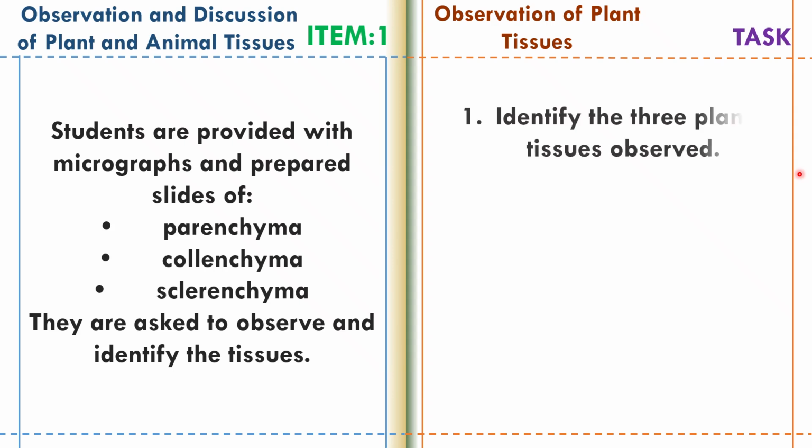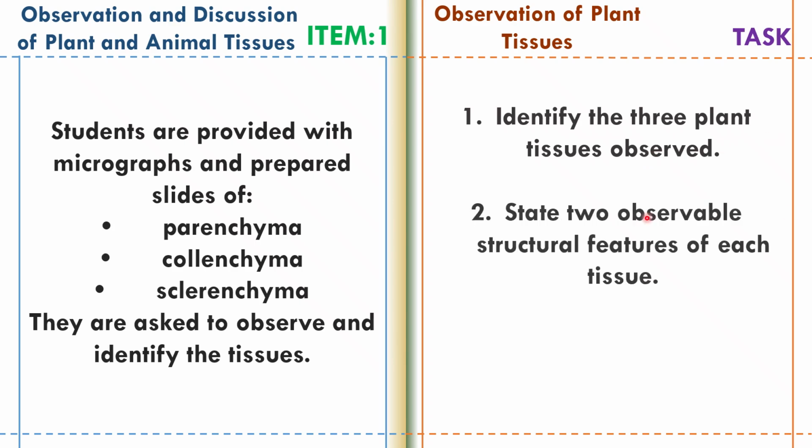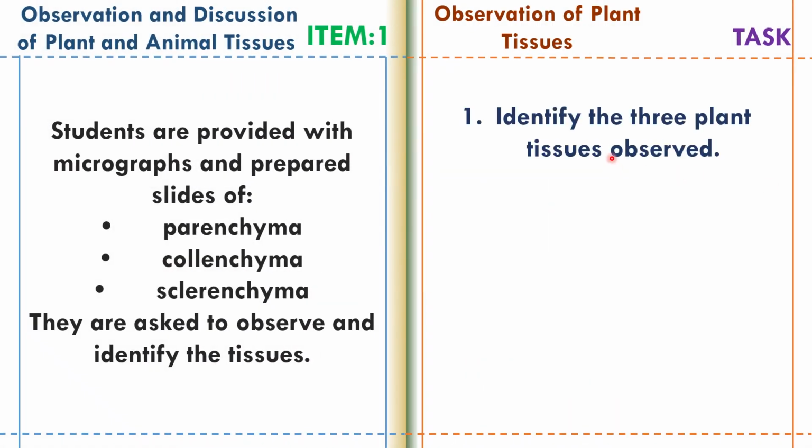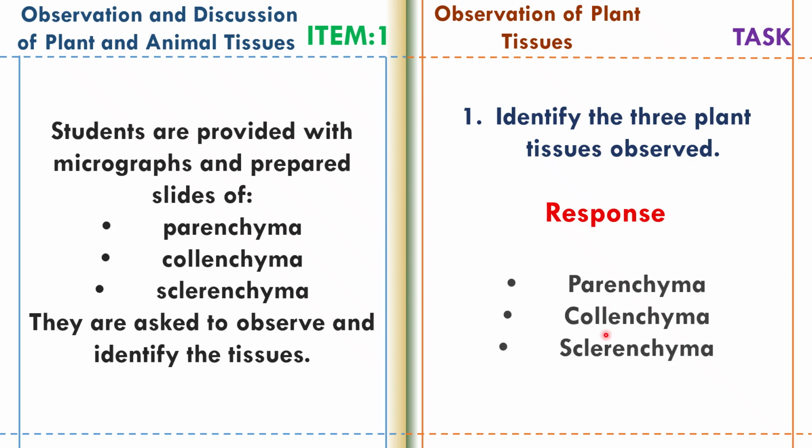Task: identify the 3 plant tissues observed. State 2 observable structural features of each tissue. Name 1 location where each tissue is found. Identify the 3 plant tissues observed. They are the parenchyma, collenchyma, and sclerenchyma.